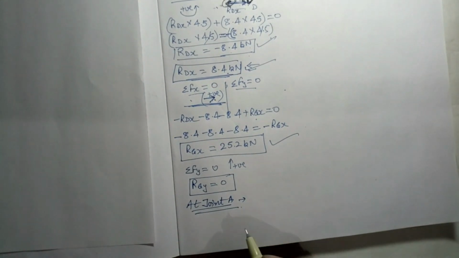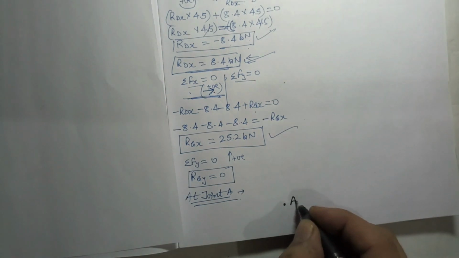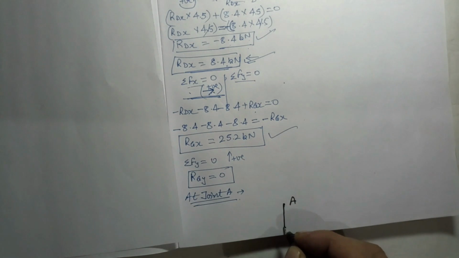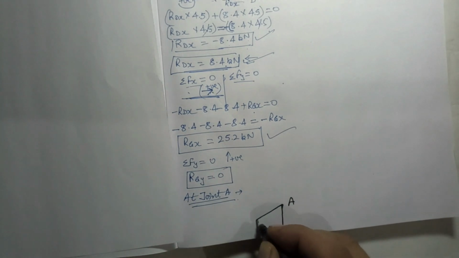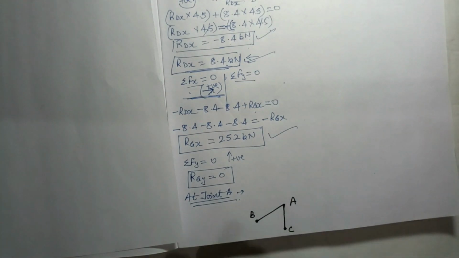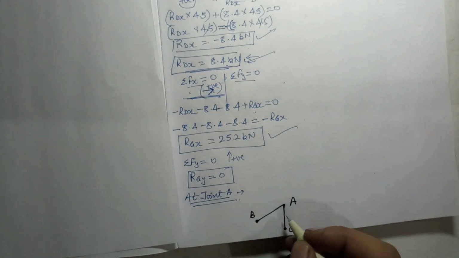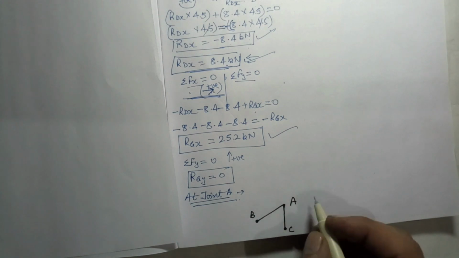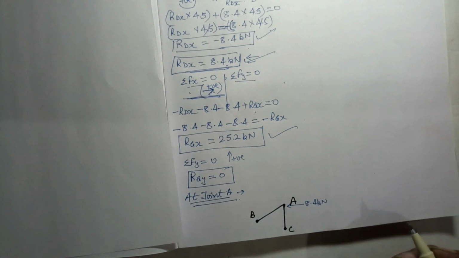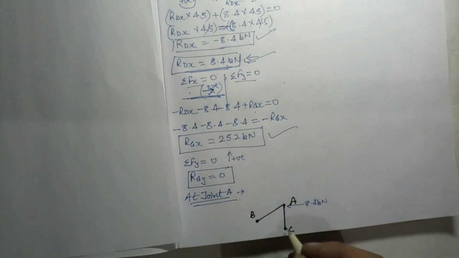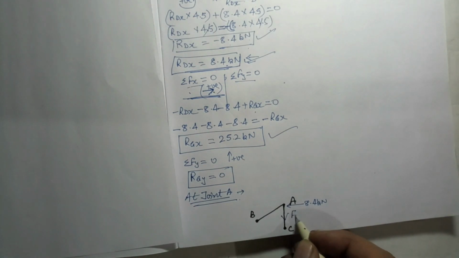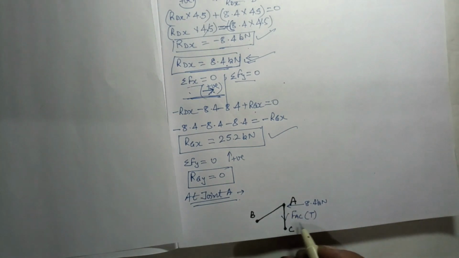Now at joint A, what is the free body diagram for joint A? Let's see. So this is the joint A. Now one member is on this side, that is AC, one member is on this side, that is AB, and then it has one external force acting on it, that is 8.4 kilonewton, no other force. Now let's say in AC I assume it has force FAC, and the nature of force is tension, going away from the joint.